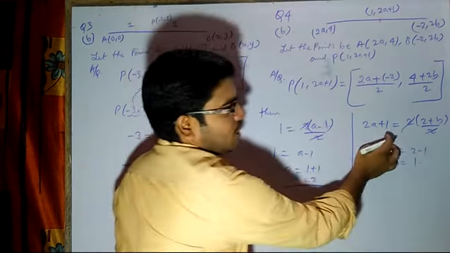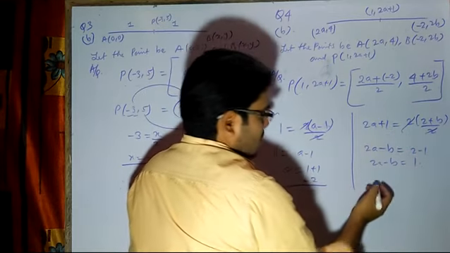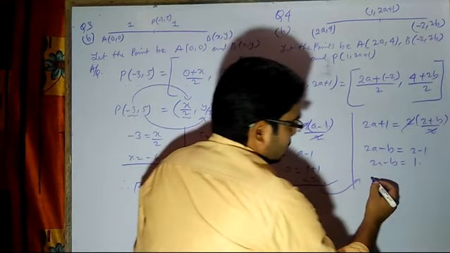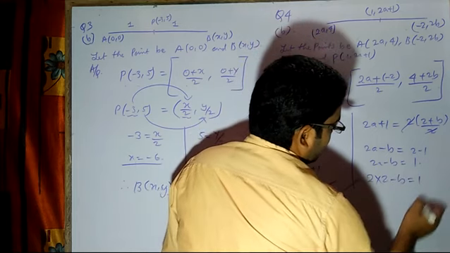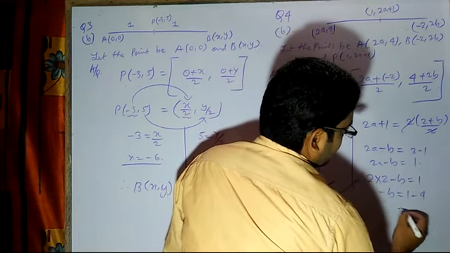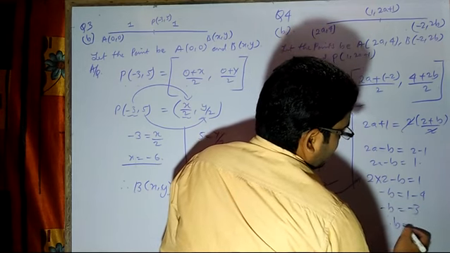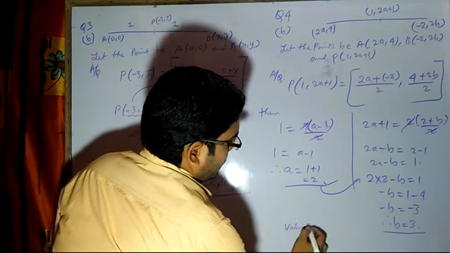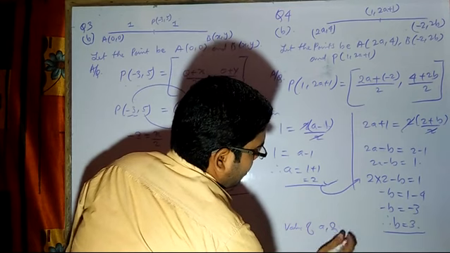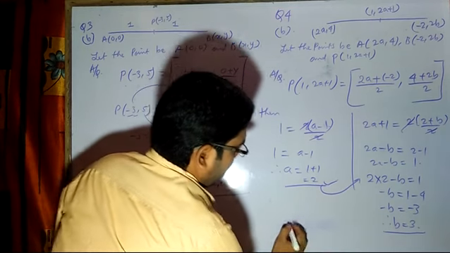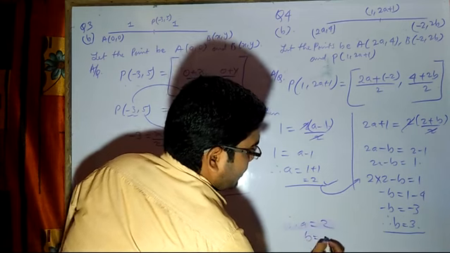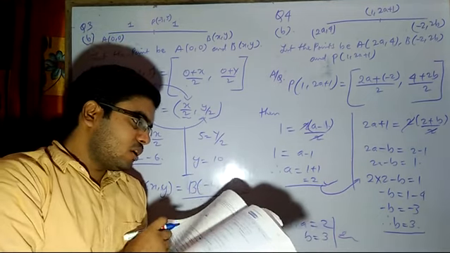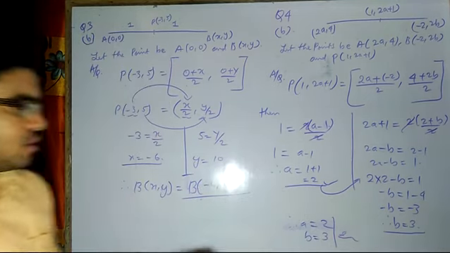Correct? 2a + 1, the 2 will go that side as minus, and then b. Now already you have got the value of a, so you will substitute the value of a here. So you can write 2 into 2 minus b is equal to 1. So minus b is equal to 1 minus 4, which is minus 3. Therefore b is equal to 3. So finally, you can write the values: a is equal to 2, b is equal to 3. So this will be your answer. In this way you can solve. So question number 4 sub part P, the solution is (2, 3).